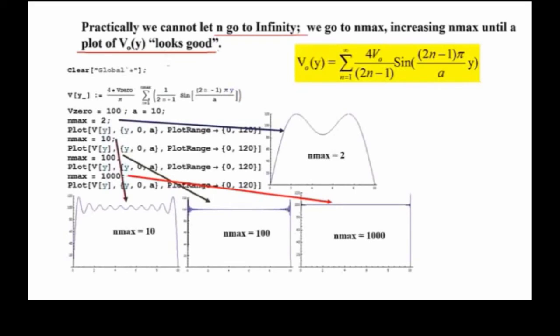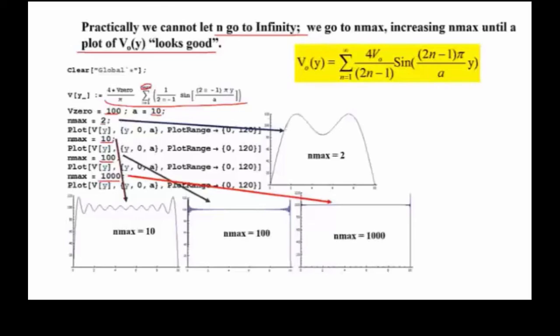So here's what it looks like. I've rewritten in Mathematica the exact same expression, where now instead of infinity we're going to go to n max. We take some particular values. This happens to be 100 for v0, and a equals 10. It's just a dimension that we just chose. Let's start with n max equal 2, and then we'll go to 10, and then we'll go to 100, and then we go to 1,000. These are just plots of those results.